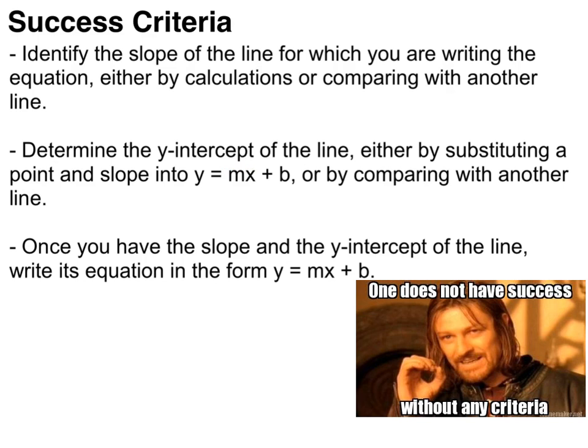Then you would have to determine the y-intercept of the line either by substituting a point and slope into y equals mx plus b, like we did in the first example, or by comparing it with another line, like we just did in the previous one. And then once you have the slope and the y-intercept of the line, you just write the equation in the form y equals mx plus b.